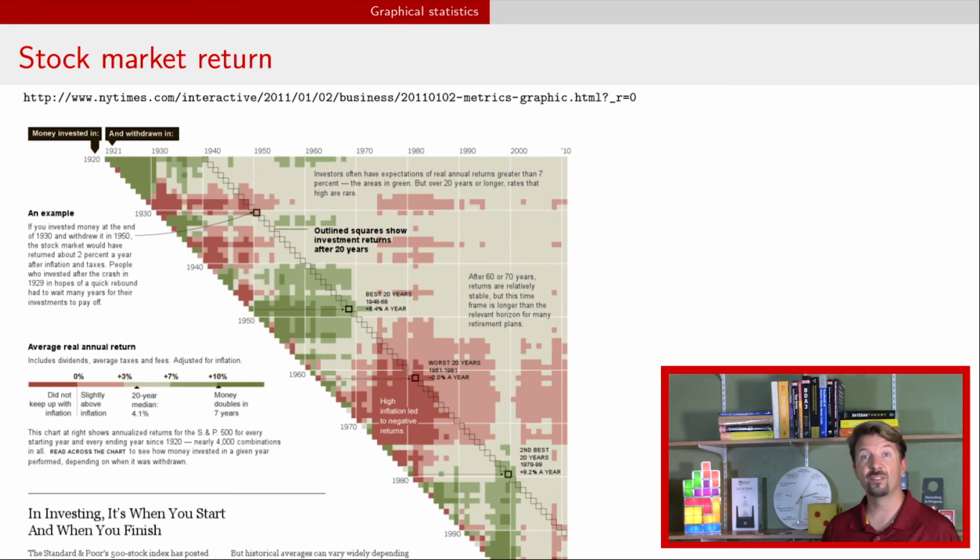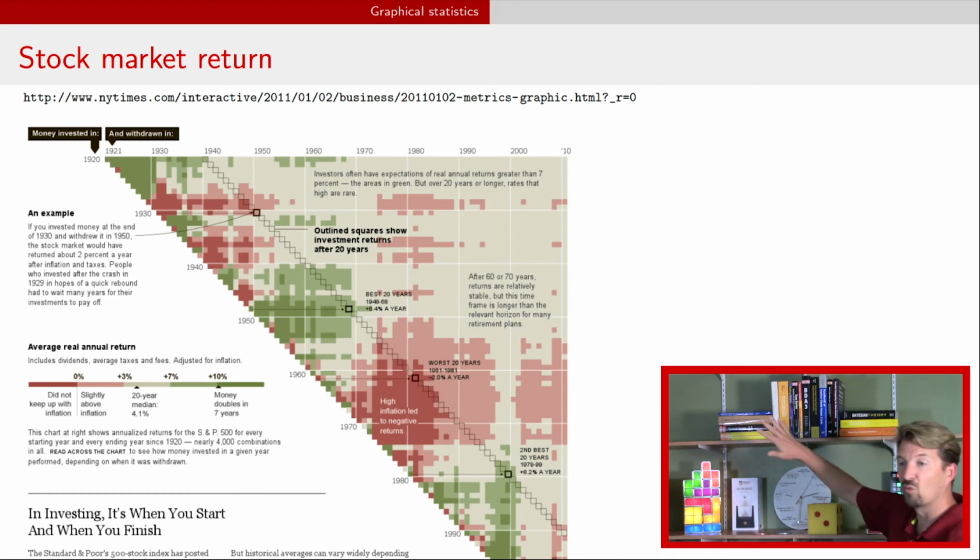What the highlight of the graphic was meant to be in the article was this horizontal line here where there's an outline set of boxes. And that outline set of boxes is an investment over a certain time period. I can't remember if it was 20 years or something like that. And overall, what the plot was trying to say is that, look, on average, if you just invested in the stock market over this period of time, you would have had, on average, this amount of return.